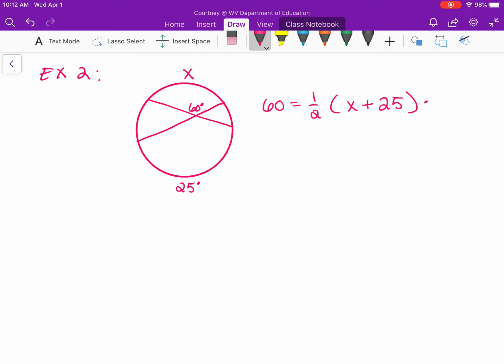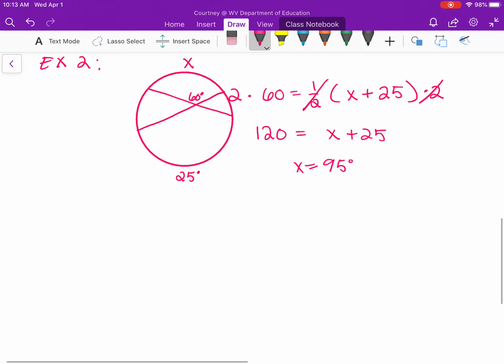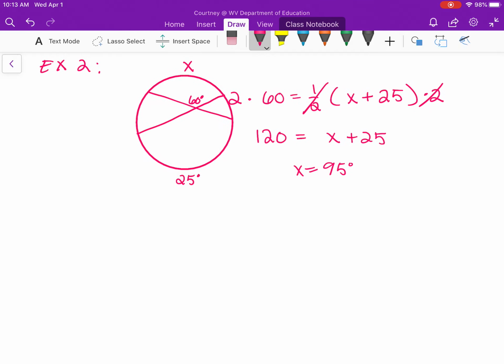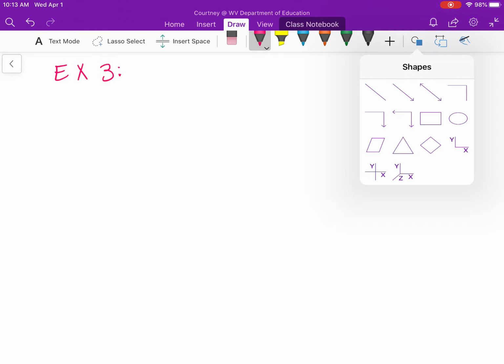So let's try to solve for X. Let's get everything to the other side. First, I'm going to multiply by 2 to get rid of that 1/2. So those are gone. 2 times 60 is 120. And I'm just left with X plus 25. Subtract that 25. You get X equals 95. You can always double check if you want and plug it back in, say 60 equals half of whatever. But we don't have to do that this time. We're going to do one more example. This one's a little bit trickier, and then we'll move on to rule number 2. This is example 3.